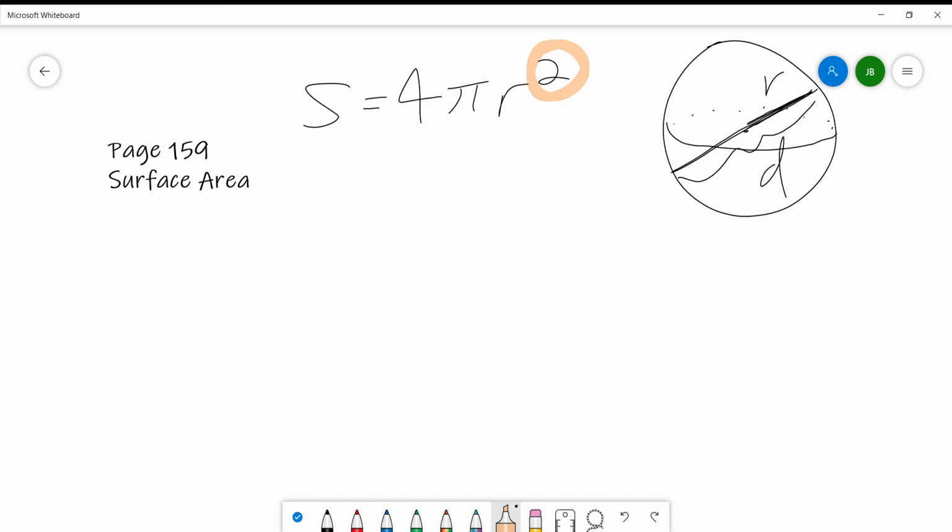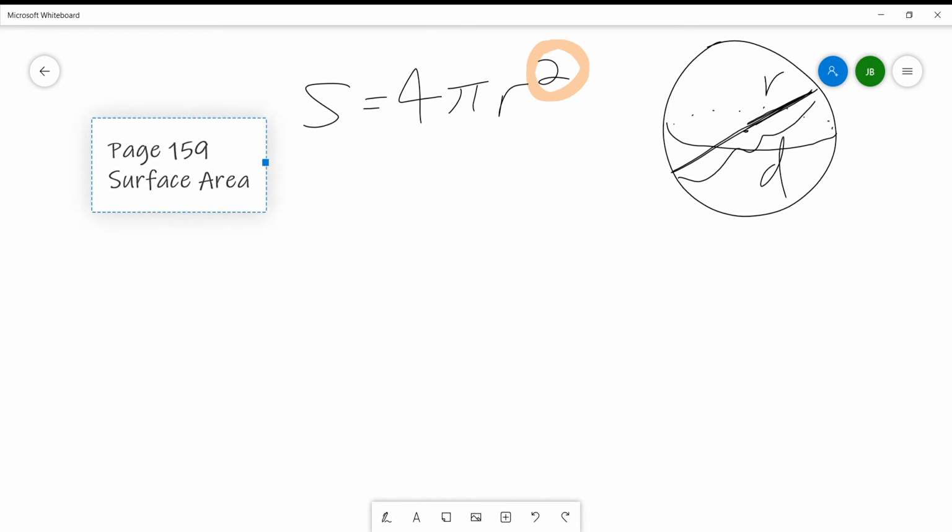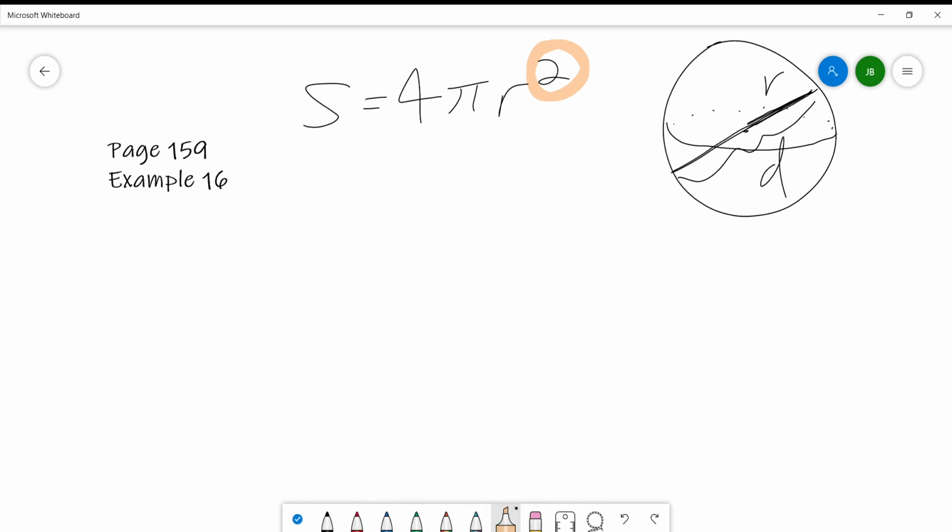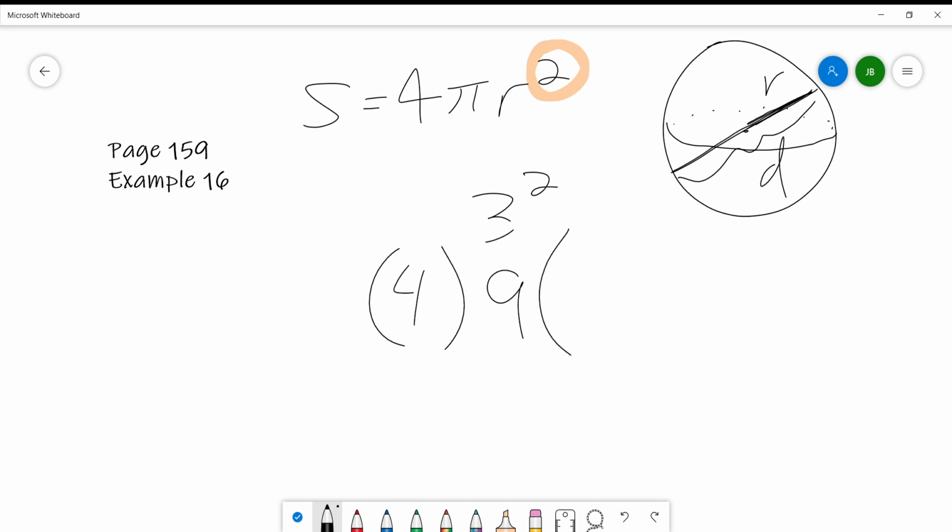So here's example 16. A sphere has a radius of 3. What's the surface area? Use 3.14 as an approximation for pi. Okay, we plug it in. So we have 4 times pi. They say the radius is 3. The radius is 3, 3 squared. 3 times 3 is 9. 9 times 4 times, and we'll give it its own space, times 3.14. We just plug that into our calculator, and we'll get our surface area.